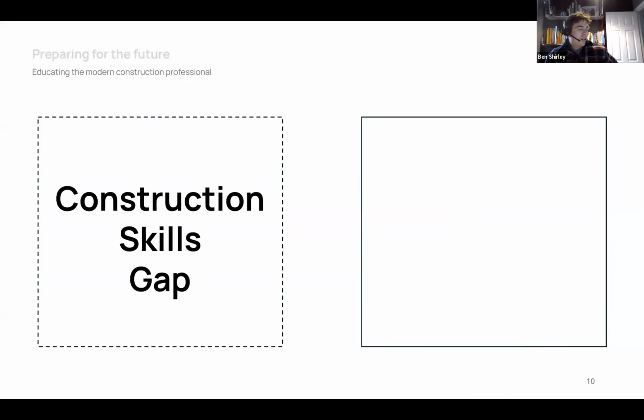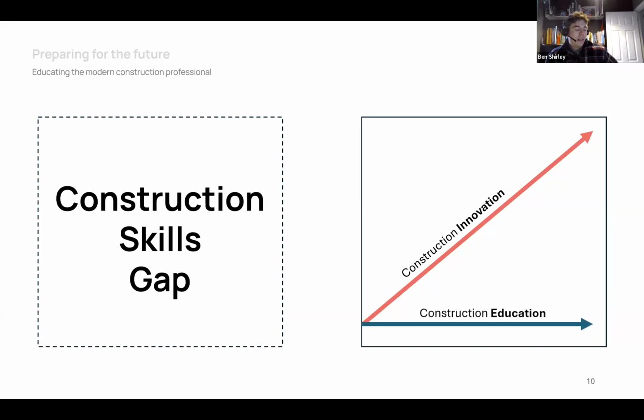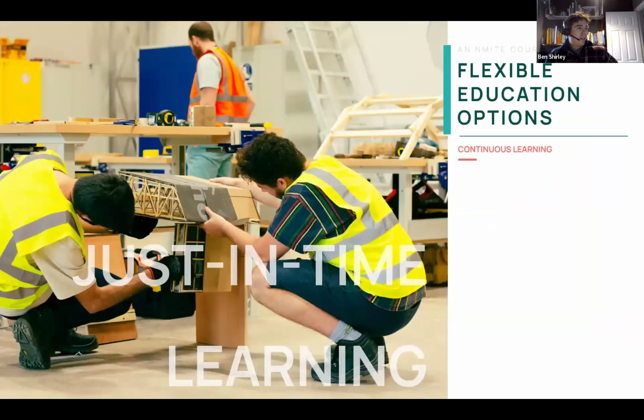There are some challenges. The construction skills gap, of course. Construction innovation is always on the rise, which is fantastic. But with education staying fairly stagnant and long-winded, there are some issues there. What was needed is an intervention for upskilling and reskilling of industry professionals in real time, so we can adopt these new construction methodologies. And this is where the Skylon campus and the Centre for Advanced Timber Technology is really a crown jewel in NMITE.